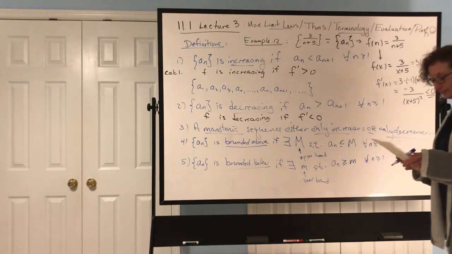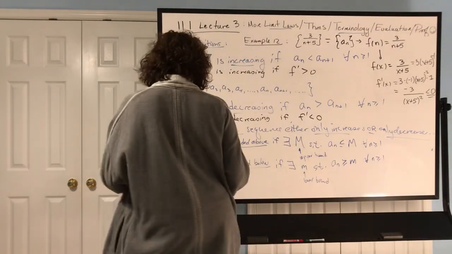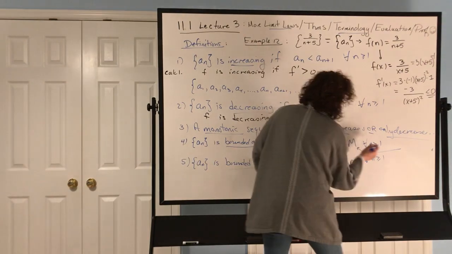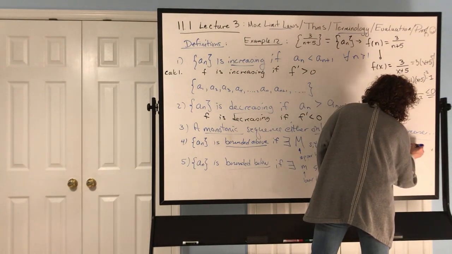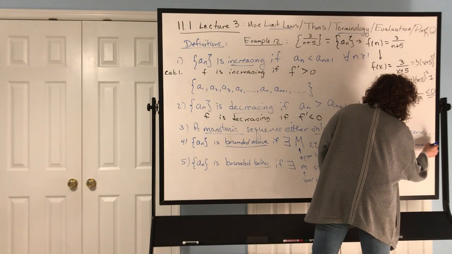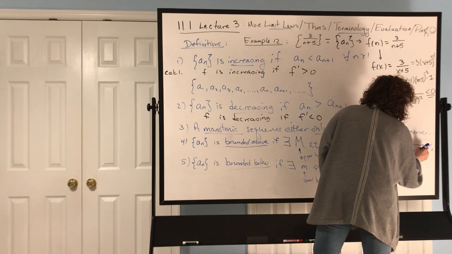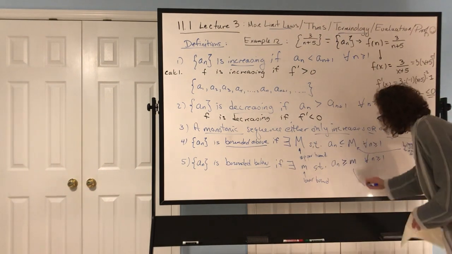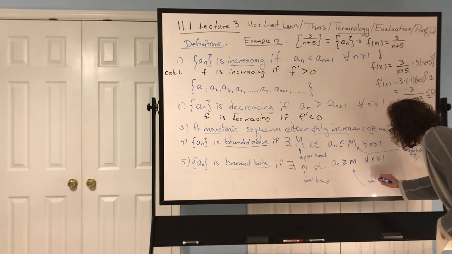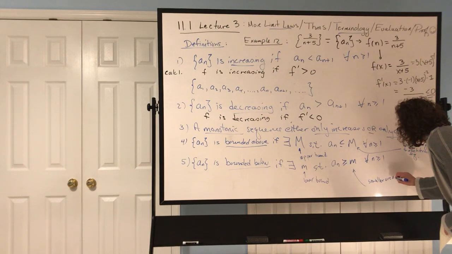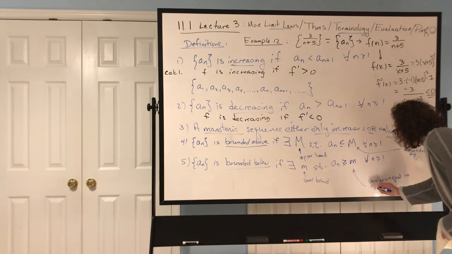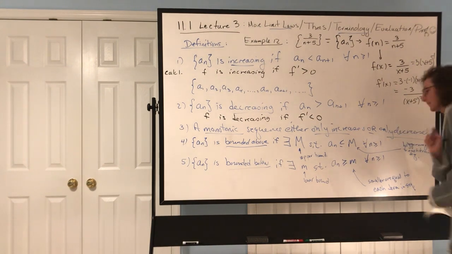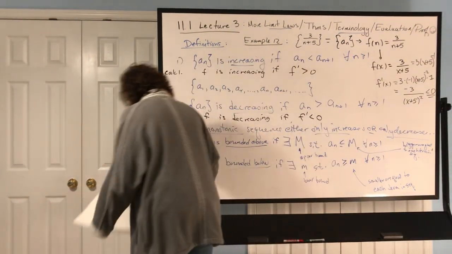Bounded above and bounded below, okay? Just write that here. Bigger or equal to each term in the sequence, right? And this guy is smaller or equal to each term in the sequence. Yeah?